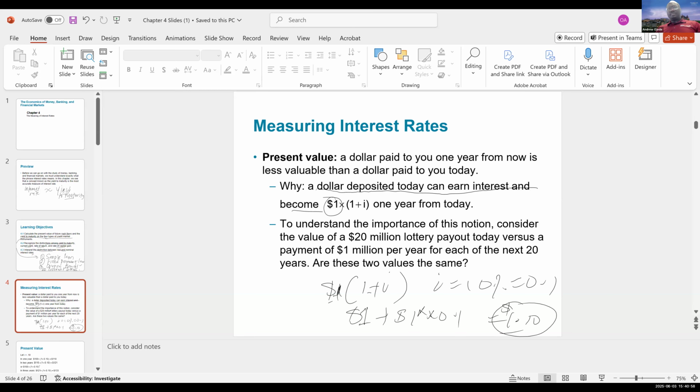period 1. Okay. To understand the importance of this notion, consider the value of a $20 million lottery payout today versus a payment of $1 million per year for each of the next 20 years. Are these two values the same? We'll talk about that shortly, about if you win a jackpot at the lottery, how much you actually get paid.